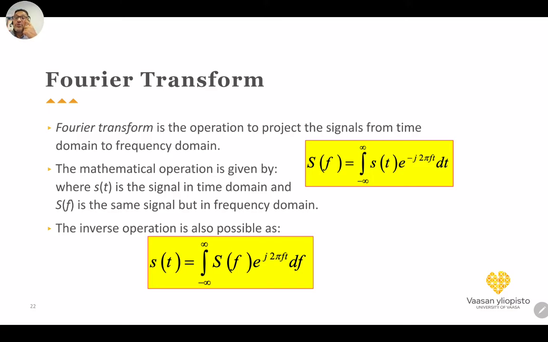The transform process is called the Fourier transform, and you can see it in the first equation here: S of f is equal to the integration from minus infinity up to infinity of S of t, the signal in the time domain, multiplied by exponent of minus j2 pi f t dt. So we make the integration over all time from minus infinity up to infinity, and we mentioned in clip 1 that the frequencies represent the whole time horizon of the signal. Also, the reverse process is called the inverse Fourier transform, and it can be done as shown in this equation.